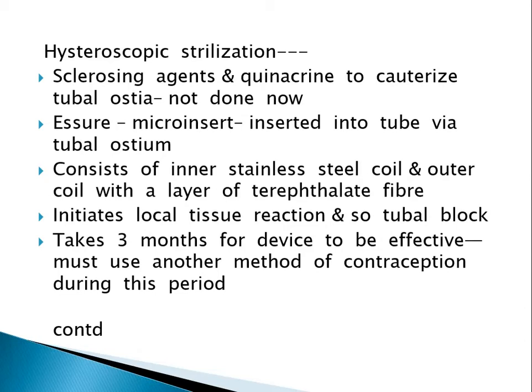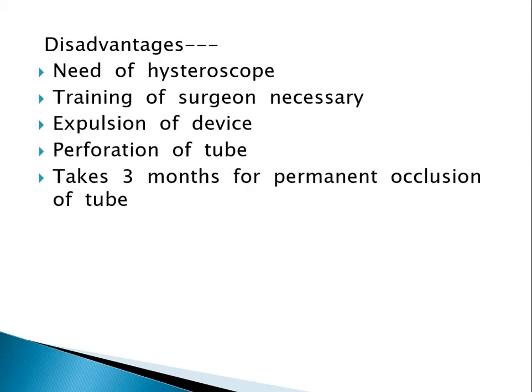Now, this is introduced through the ostium into the proximal part of the fallopian tube. It causes local tissue reaction, inflammation, and so tubal block. And it takes 3 months for this device to be effective. And so, in these 3 months, another method of contraception has to be utilized.